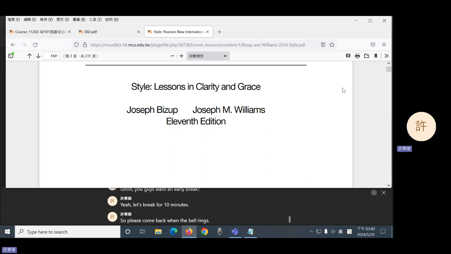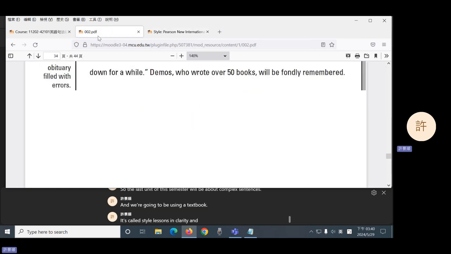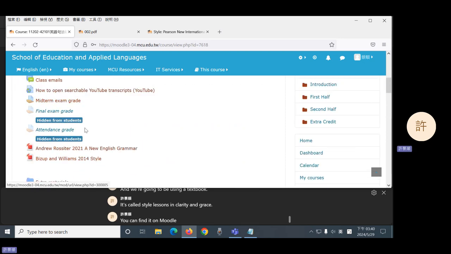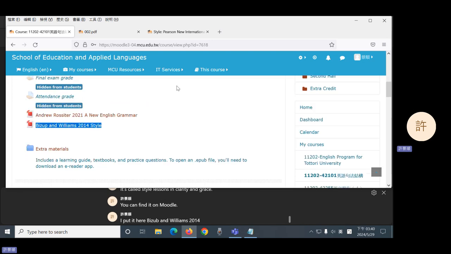So the last unit of this semester will be about complex sentences. And we're going to be using a textbook. It's called Style, Lessons in Clarity and Grace. You can find it on Moodle. I put it here, Bishop and Williams 2014, Style. It's a big file. I'm not sure why, but the file is very big.